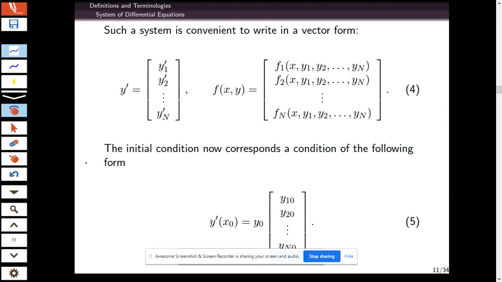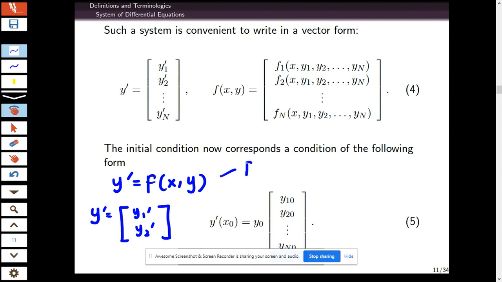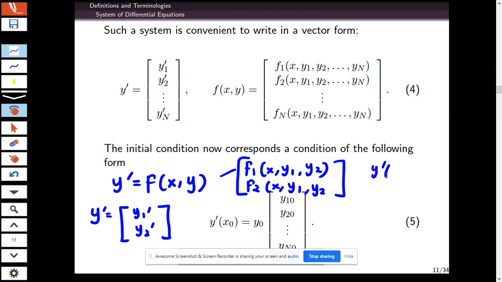Sometimes the problem is written as y prime equals f of x, y, and then they will say where y prime contains y1 prime, y2 prime, let's say. And then this f contains f1 of x, y1, y2, and f2 of x, y1, y2. Now what dimension do we have here? Two dimensions. And then my x naught contains y10, y20. So we have a two dimension here.